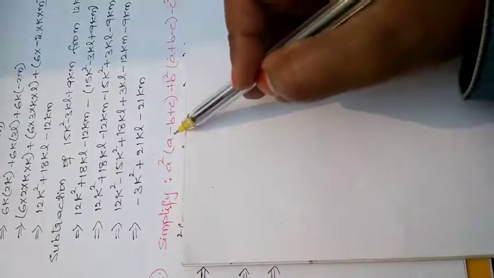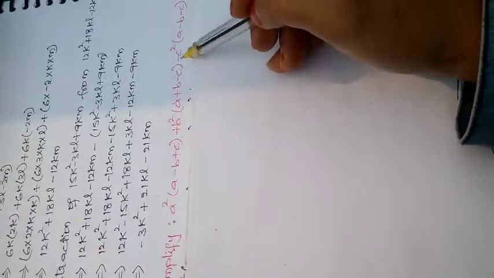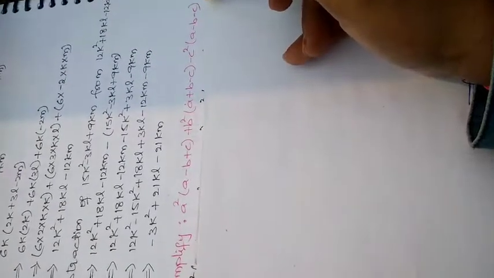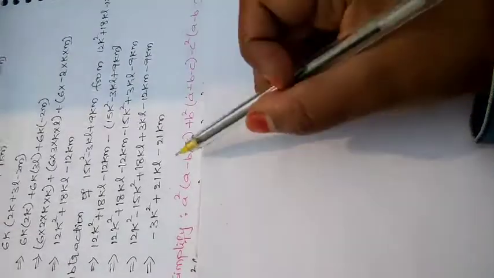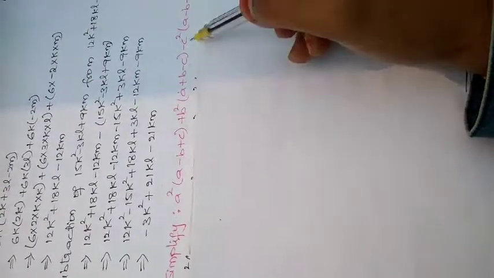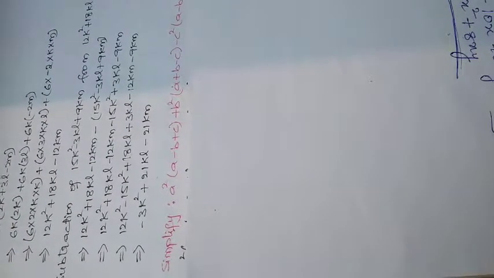Simplify a square into a minus b plus c plus b square into a plus b minus c minus c square into a minus b minus c. Here already he mentioned plus and minus symbols, right? So we can directly do according to the symbols. Before, in the earlier problems, he gave add the product, subtract the product.